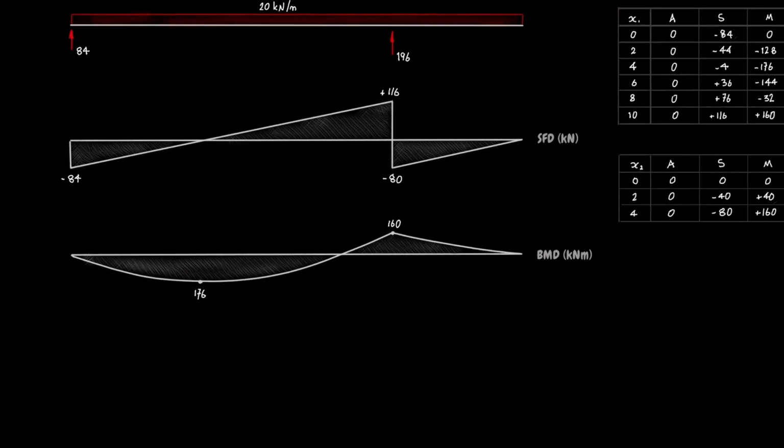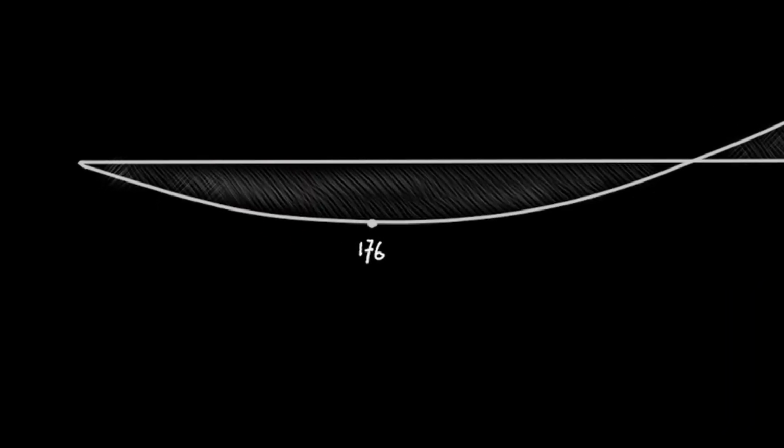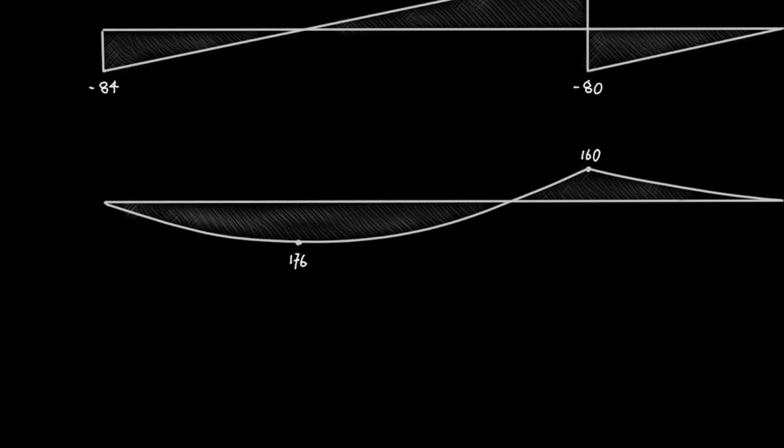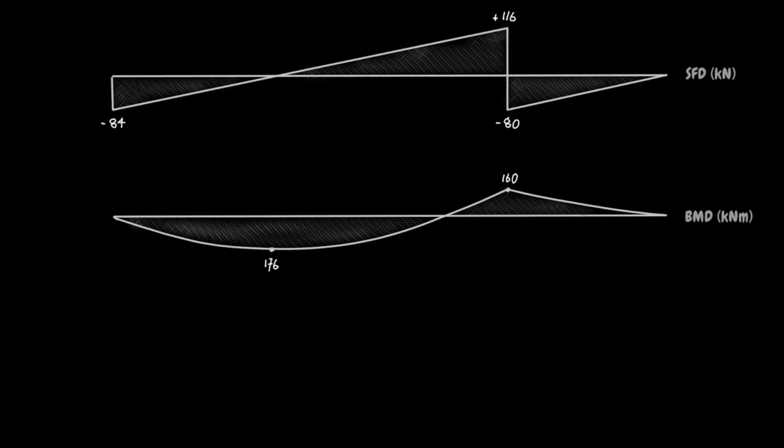It's unlikely that 176 kilonewton meters is the true maximum sagging moment in the beam, and being engineers, we need to figure out what the maximum moment is. Any thoughts? I hope you're thinking calculus, but don't stress, it's dead simple.